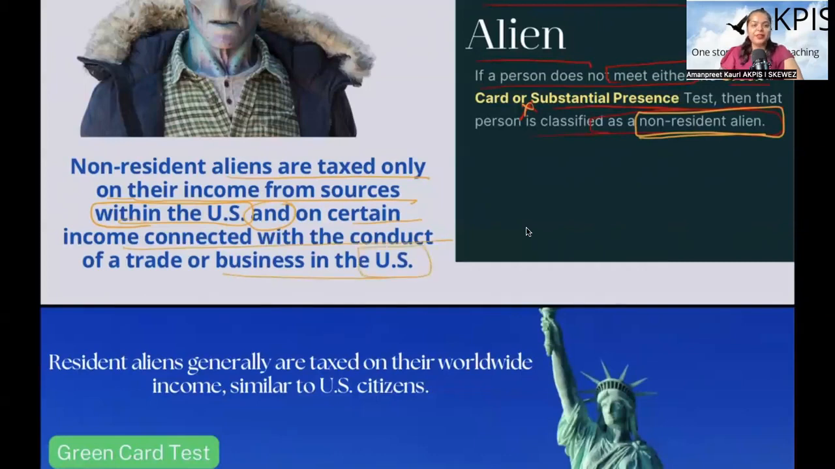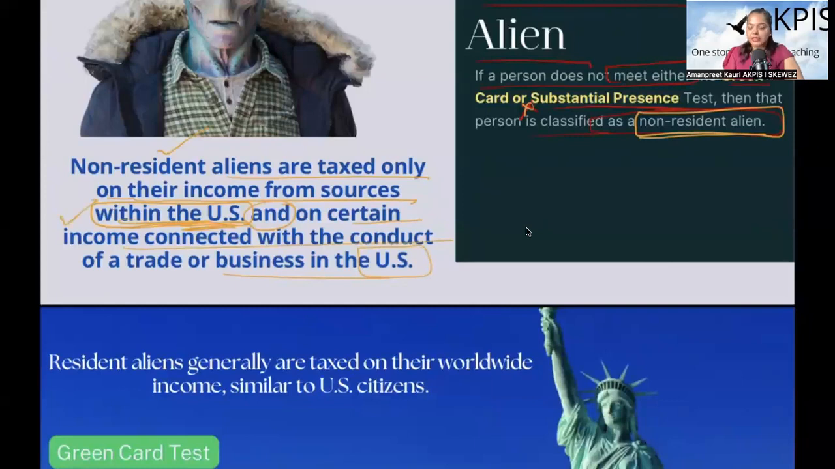Point to be noted. That means those who are US citizens or resident aliens of America are supposed to pay their taxes on their entire income, that is worldwide income, whether earned in America or outside America. But if we specifically talk about the non-resident alien, they are supposed to pay the taxes only on income which is earned within the US, right?